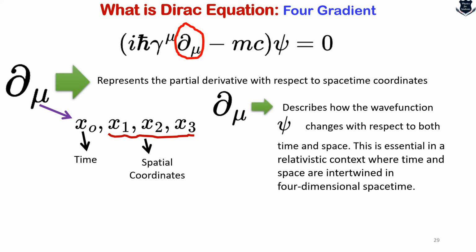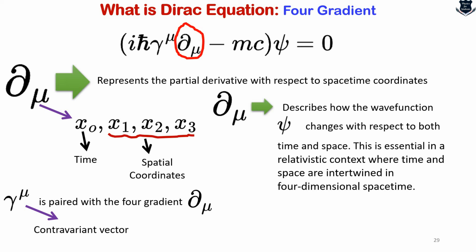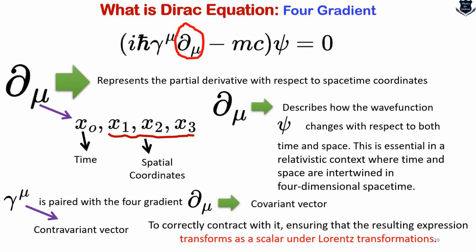So what happens is that this del mu, you can say, describes how the wave function changes with respect to both time and space. Obviously, if both things are changing, then only we need a partial derivative. Otherwise, a normal derivative will do. So this is essentially in a relativistic context, because why? Time and space are intertwined into a four-dimensional space-time. So gamma nu is paired with the four-gradient del mu, where this one is a contravariant vector and this is a covariant vector, and to correctly contract them, we get a scalar which transforms under Lorentz transformation.